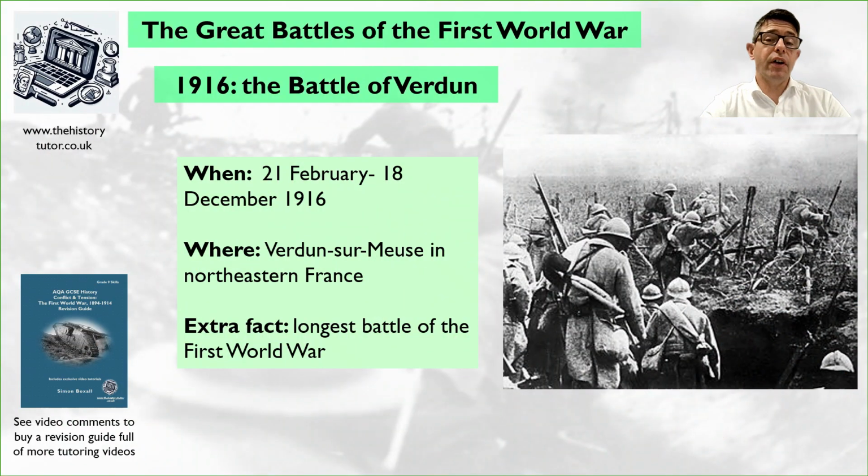So firstly, let's find out about the Battle of Verdun, the first of the big battles. This took place 21st of February to the 18th December 1916. Where was it? Well, it's in the Verdun region in northeastern France. This was a significant place because it held historic fortresses that the Germans thought the French would be keen to keep. And it's known as the longest of the great battles of the war.